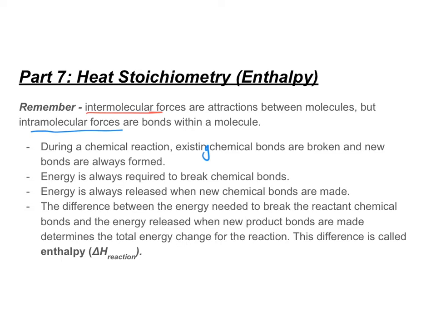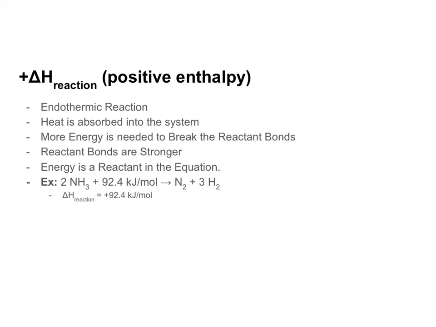And it has the triangle, and you may already know that triangle is the Greek letter delta, and that means change. In science, the Greek letter delta is change in something. So this is the change in enthalpy of a reaction. Remember, enthalpy is defined as the difference of the amount of energy put in versus the amount of energy released. So we have two types of enthalpy. There's positive enthalpy and there's negative enthalpy.